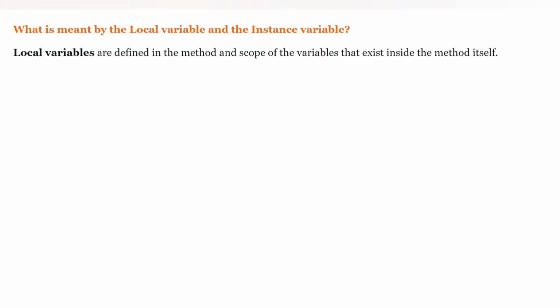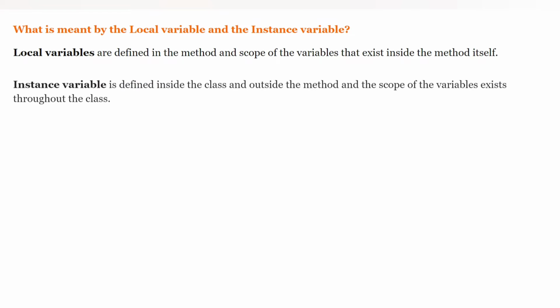Local variables are defined in the method and the scope of the variables exists inside the method itself. A local variable can be declared inside the method and has life only inside that particular method. And an instance variable is defined inside the class and outside the method. The scope or the life of the variable exists throughout the class. As they are declared inside the class, they have life throughout the class. Now let's understand this difference in the demo.